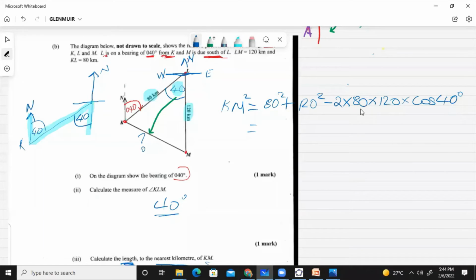Let us go about getting these numbers out. 80 squared looks like 6,400. Work with me. Plus 120 squared looks like that. I think it's going to be 14,400. Remember to double check because I'm not using a calculator right now.